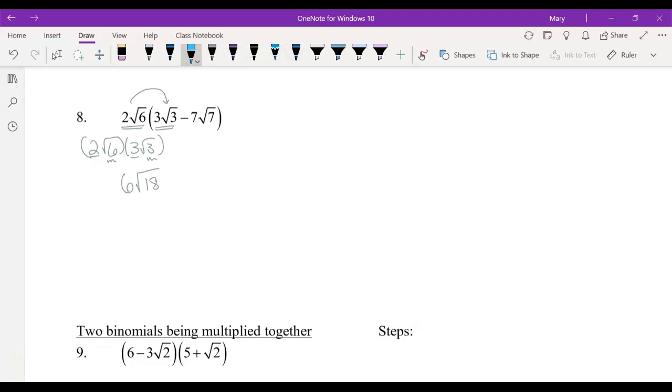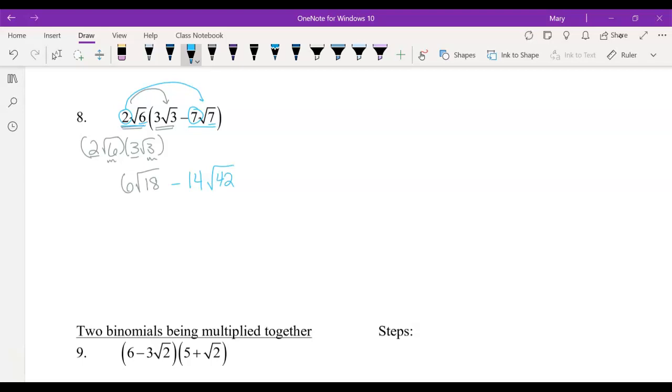Then we're going to distribute the 2 root 6 to the 7 root 7. So we're going to do 2 times 7 to get 14, and then 6 times 7 to get 42.